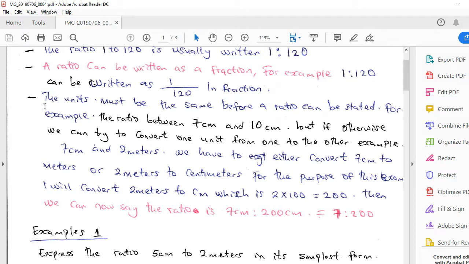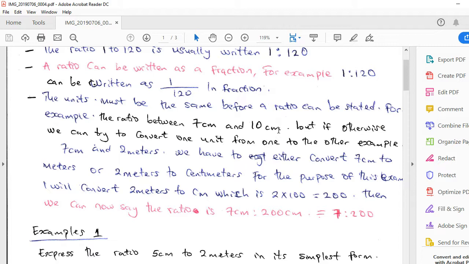Let's read through the fourth principle that we need to know. The units must be the same before a ratio can be stated. For example, the ratio of 7 centimeters and 10 centimeters. In this case, the units are the same. That's why we can say 7 ratio 10. So you must first consider the base unit. You must consider this centimeter here as a centimeter, so we can conclude that this is 7 ratio 10.